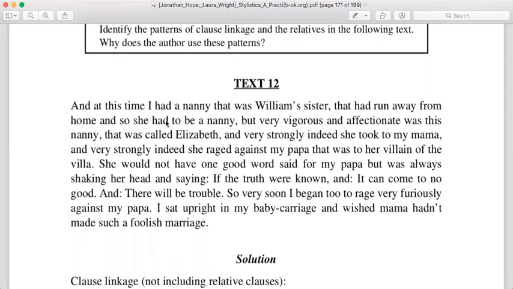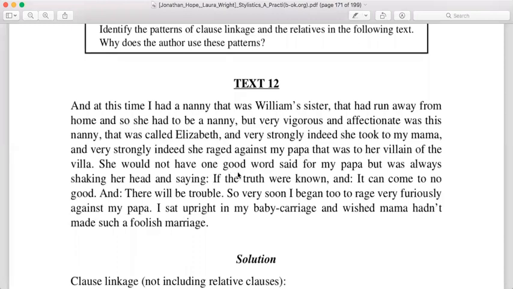And at this time, I had a nanny that was William's sister that had run away from home, and she had to be a nanny. But very vigorous and affectionate was this nanny that was called Elizabeth. And very strongly indeed she took to my mother, and very strongly indeed she raged against my papa. That was to her villain of the villa.